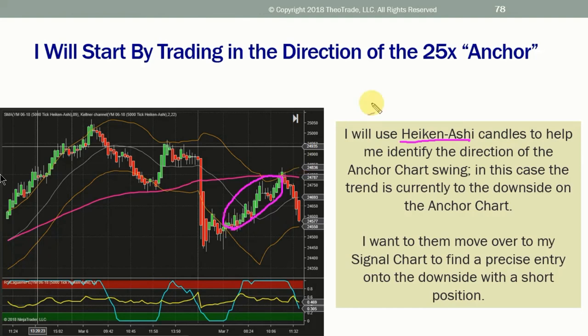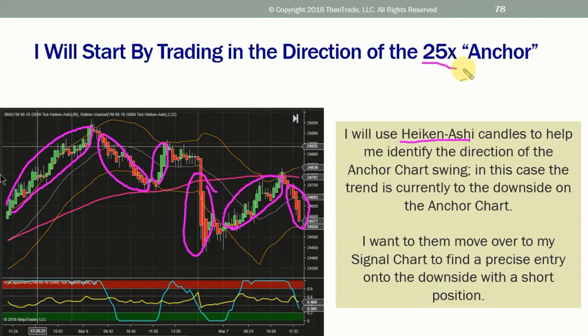So it's quite simple. You just look at this and all I want to do is go in the direction of the anchor chart swing. Think of these as swings. Each one of them is a swing here. Up, down, and right now, at the hard right edge, this anchor chart is trending to the downside. So I want to look for a way to get on board to the downside based on a 25x anchor. Again, the terminology 25x means that this is 25 times bigger in time frame than the signal chart that I'm taking the trades off of.